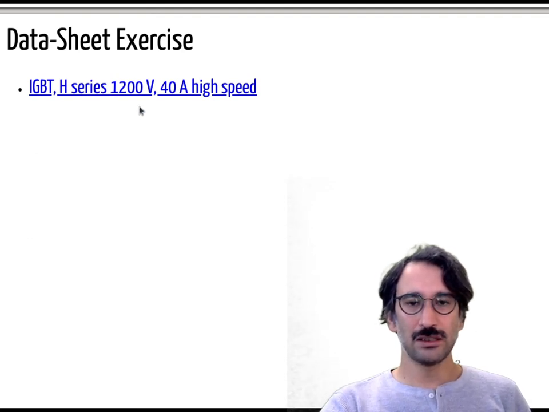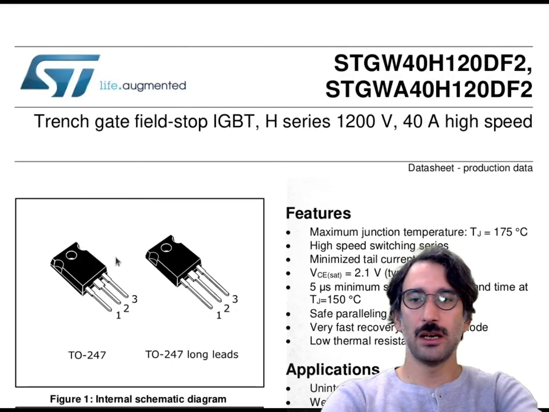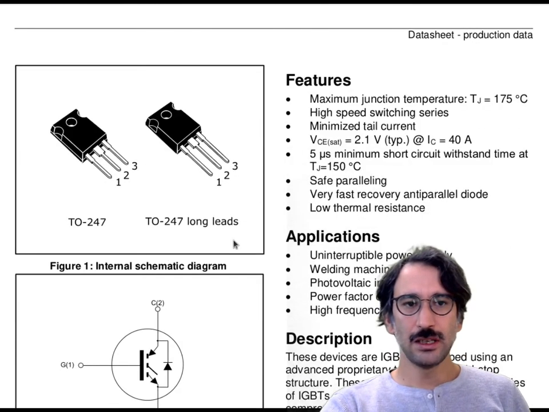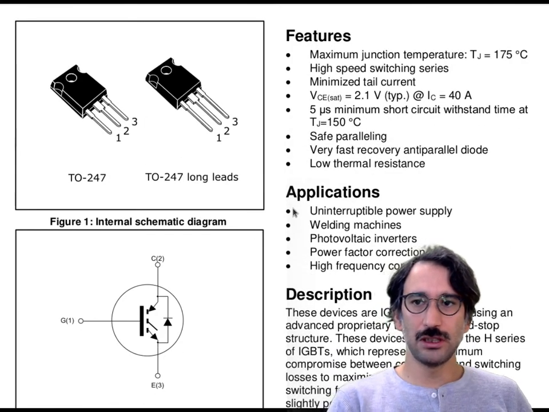So we have a 1200 volt, 40 amp high speed IGBT data sheet device. Okay, now we have our IGBT. Again, let's have a quick look at those features.